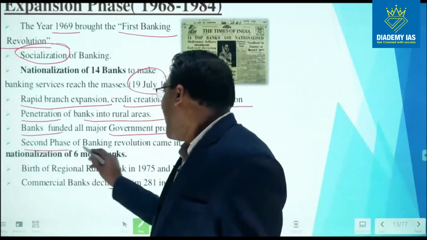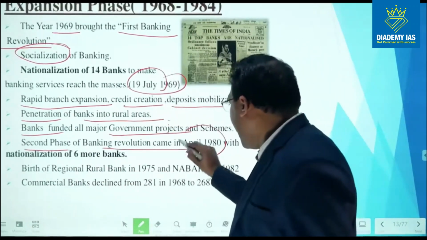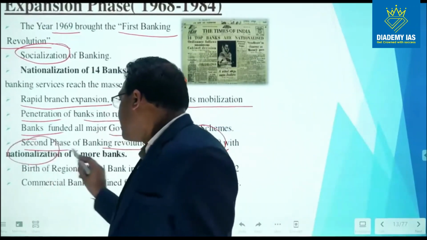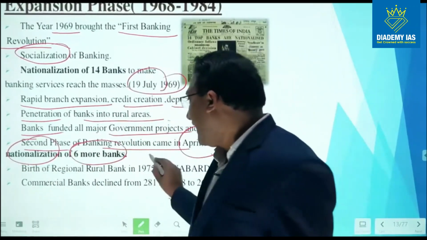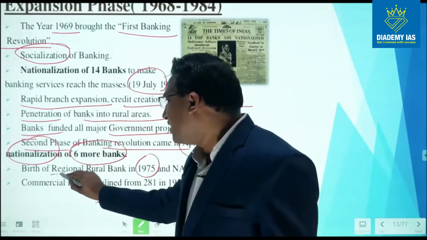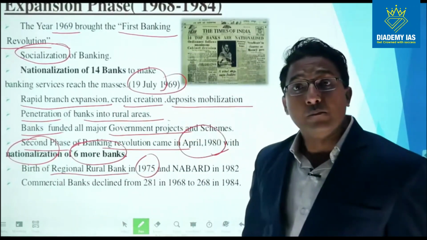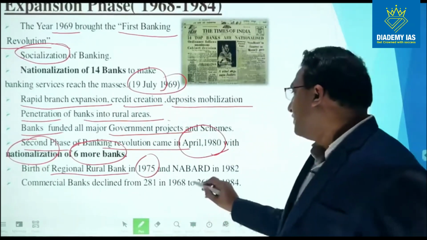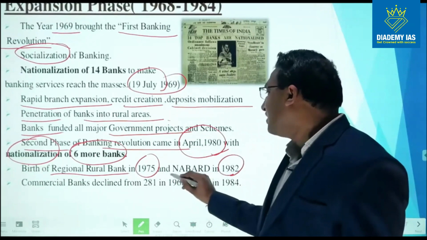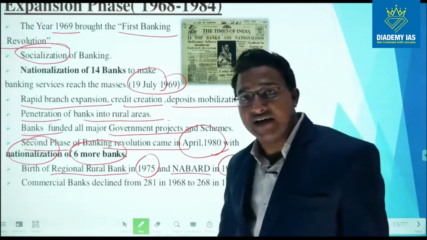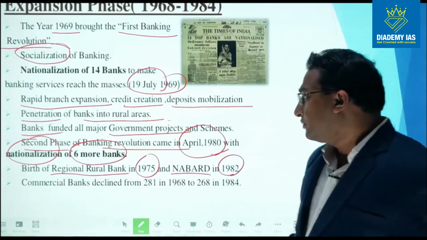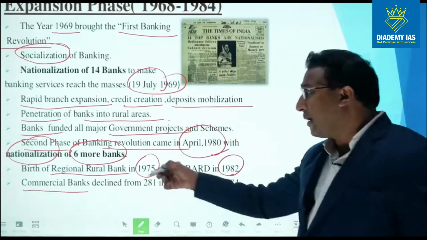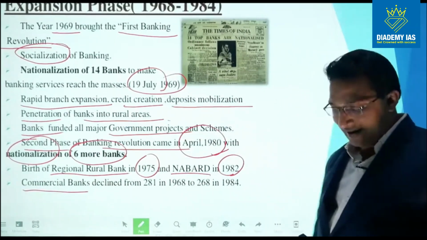The second phase of banking revolution came in April 1980 with nationalization of 6 more banks. Then in 1975, the regional rural banks were born. The concept of the regional rural bank was created. In 1982, the national level bank for the agriculture sector was created, NABARD. The number of commercial banks was reduced because of the emergence of the regional rural banks.